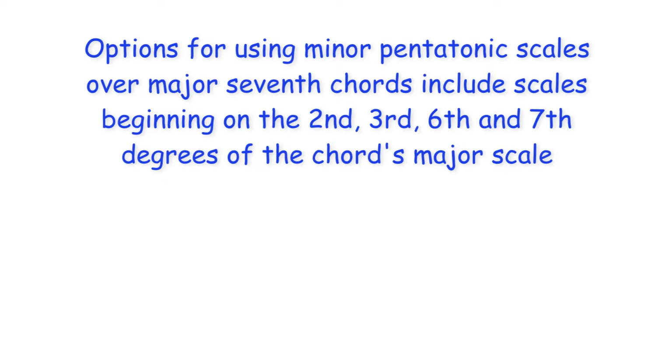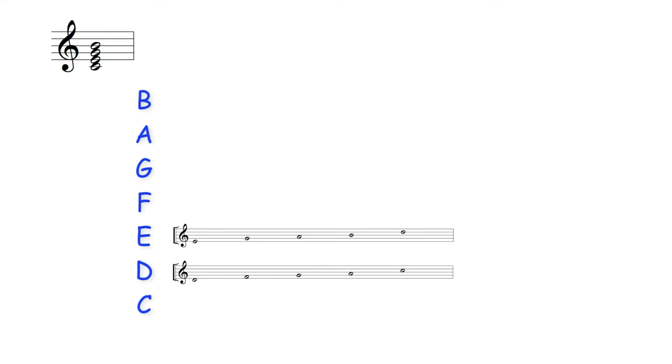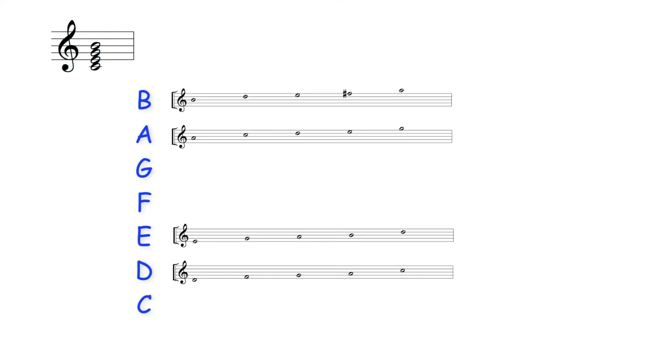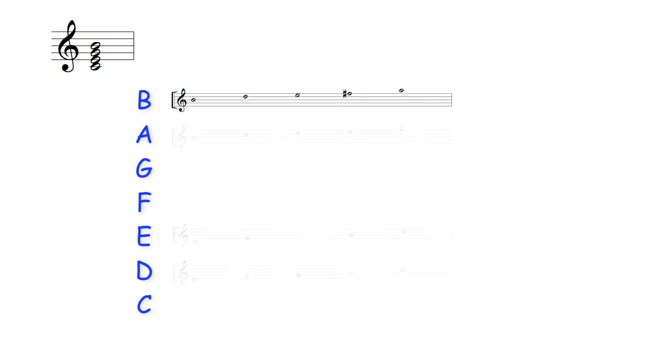Options for using minor pentatonic scales over major 7th chords include scales beginning on the 2nd, 3rd, 6th and 7th degrees of the chord's major scale. For example, over a C major 7th chord, minor pentatonic scales beginning on the 2nd, 3rd, 6th and 7th degrees of the C major scale may be used. All of these scales only include notes diatonic to C major, except for the B minor pentatonic, which includes F sharp, giving a Lydian sound.